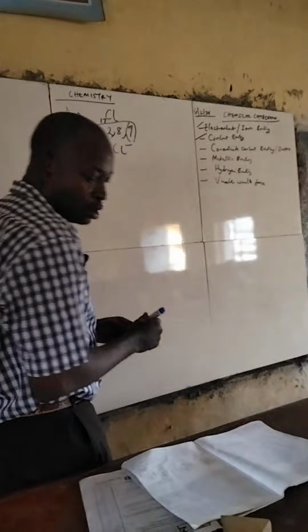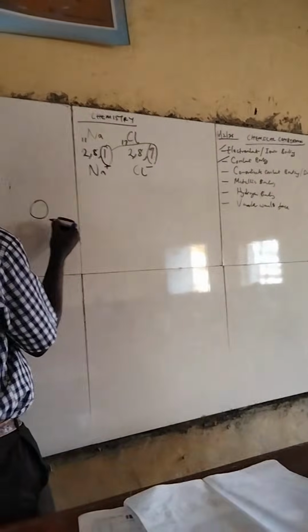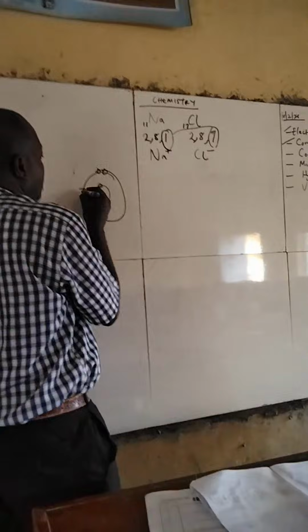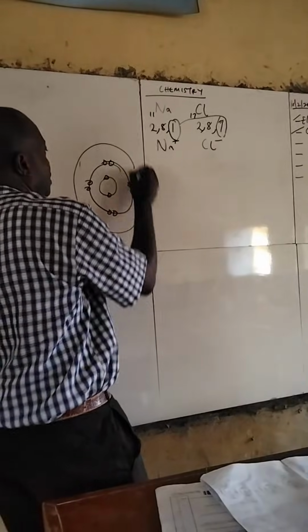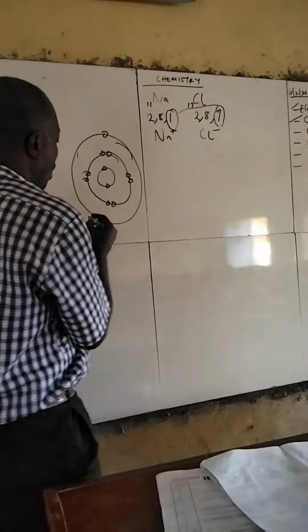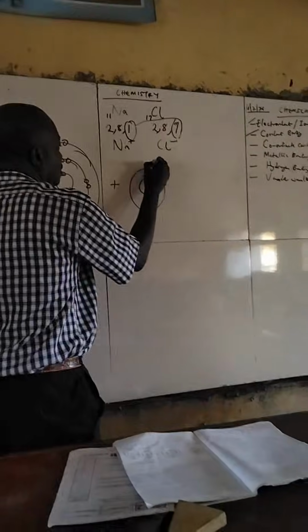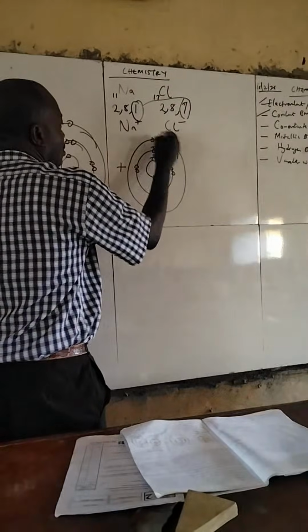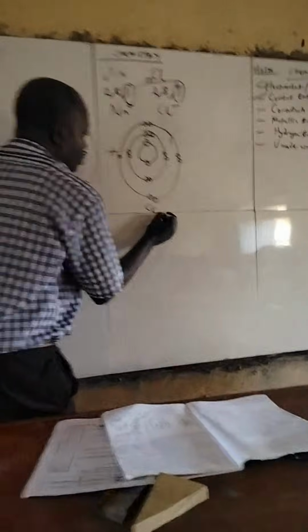Let's draw the electronic dot representation for the formation of sodium chloride. This is the electronic structure for sodium: 2, 8, 1. This one is the sodium atom, reacting with the chlorine atom.